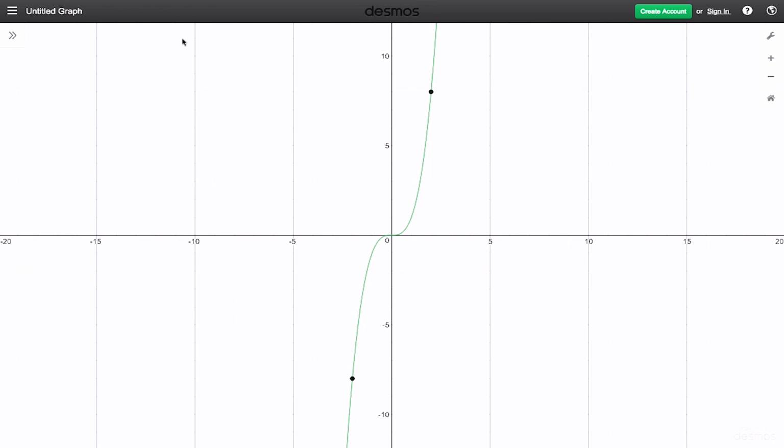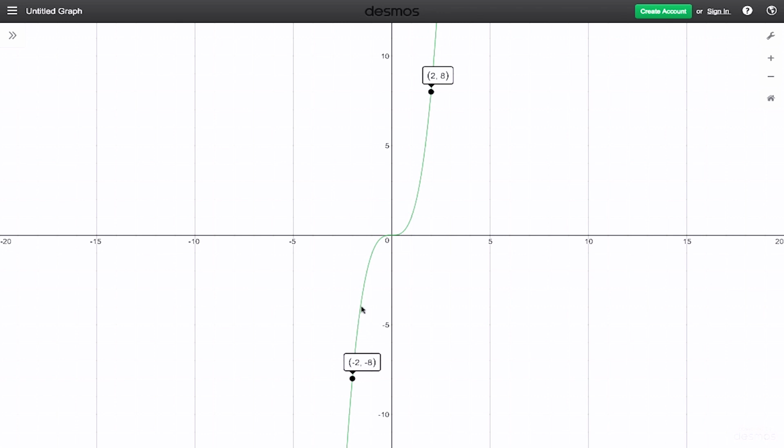Okay, so let's look at this function over here. This is the function y equals x cubed. And what do we notice? We notice that its behavior in the first quadrant is mirroring its behavior in the third quadrant. Also look at this. We have a point (2, 8), right? And so according to our definition, if the point (2, 8) is on the graph, the point (-2, -8) should also be on the graph. And we see that it is.